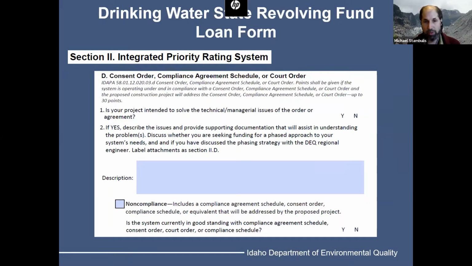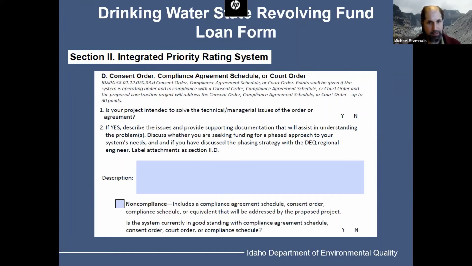As you go through those questions, as always, contact us if you have any questions while you're filling out your forms. The first section I'll highlight that's a little bit different is the consent order, compliance agreement, schedule, or court order forms. Due to a difference in the rule language, we score these compliance issues within the drinking water program a bit differently. However, for this year, we are going to take the same approach regarding being in good standing with any compliance agreement, consent order, or similar documents. The points are not nearly as high as they are in the wastewater form. As you can see in the preamble, it's only 30 points.